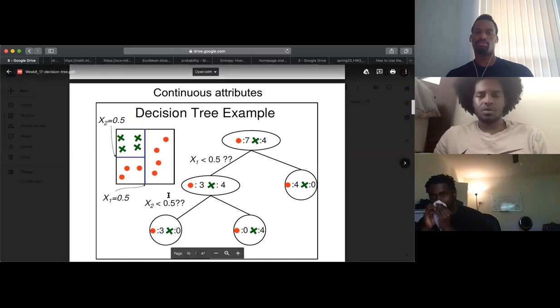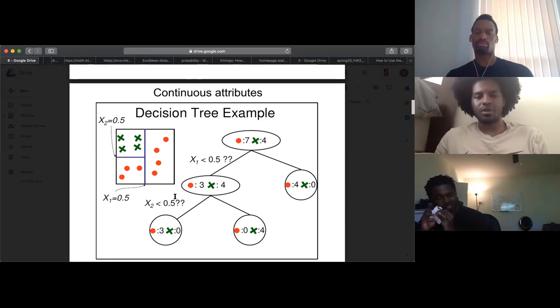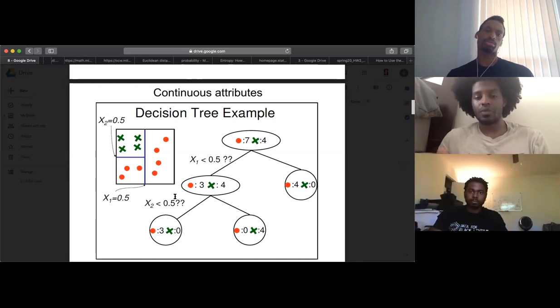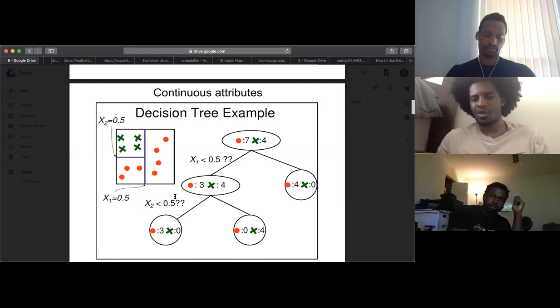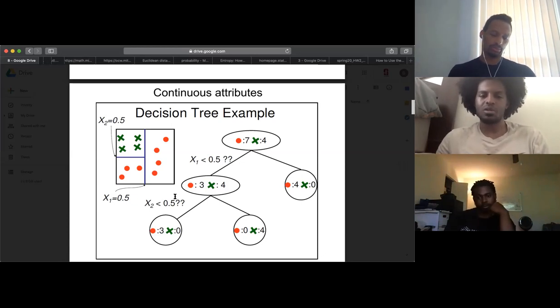So for values that are less than 0.5, you'll need an additional split. Now you're going to be looking at x2 as the next thing to train on. If x2's values are below 0.5, again we get 3 red dots, so it's very clear what the output classification would be. And if you're above it, you get 4 green crosses, so it's very clean.